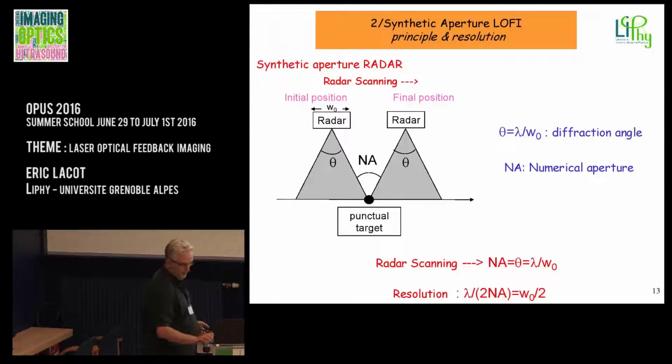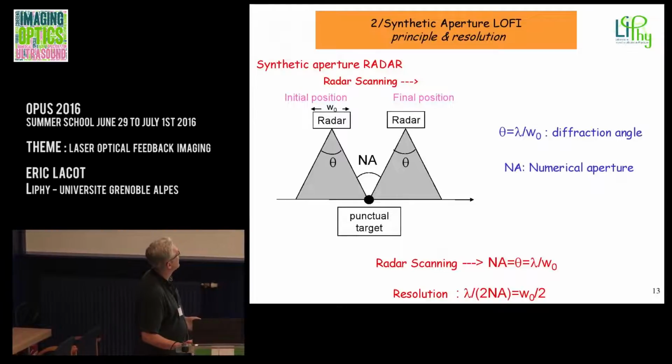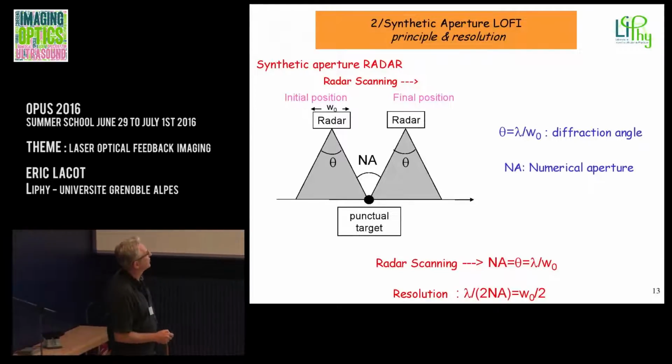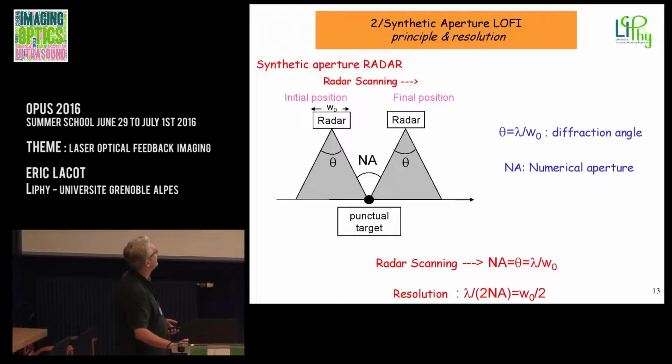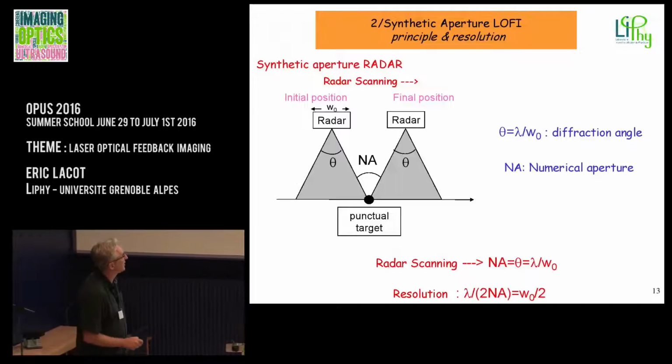Due to the radar scanning, due to the radar displacement, in fact, we can also define the radar final position as the position where the punctual target goes outside the diffraction spot. And between the initial and the final position, we are able to define a numerical aperture, in fact. And due to the displacement, due to the radar scanning, it is easy to see that the numerical aperture is equal to the diffraction angle.